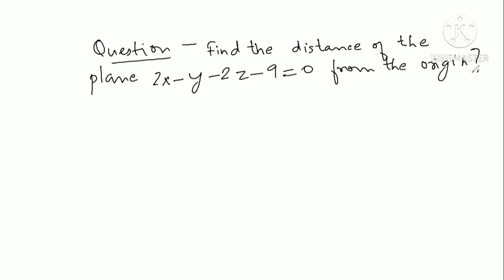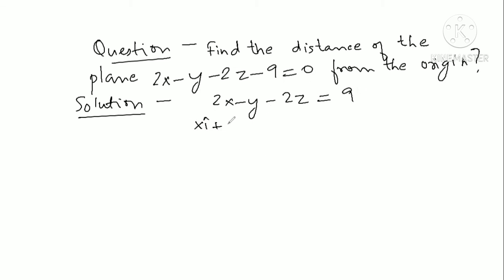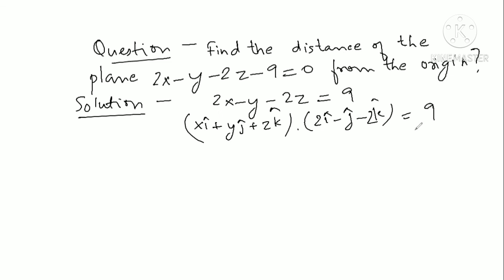Okay, so we are given the equation of the plane 2x minus 2y minus 2z. So the equation of the plane is 2x minus 2y minus 2z is equal to 9. So we are given this equation and we need to find its distance from the origin. So we can write this equation like this: x i cap plus y j cap plus z k cap, and then dot product with 2i cap minus j cap minus 2k cap is equal to 9. So this vector, I can say that this is r vector, this is dot n vector.